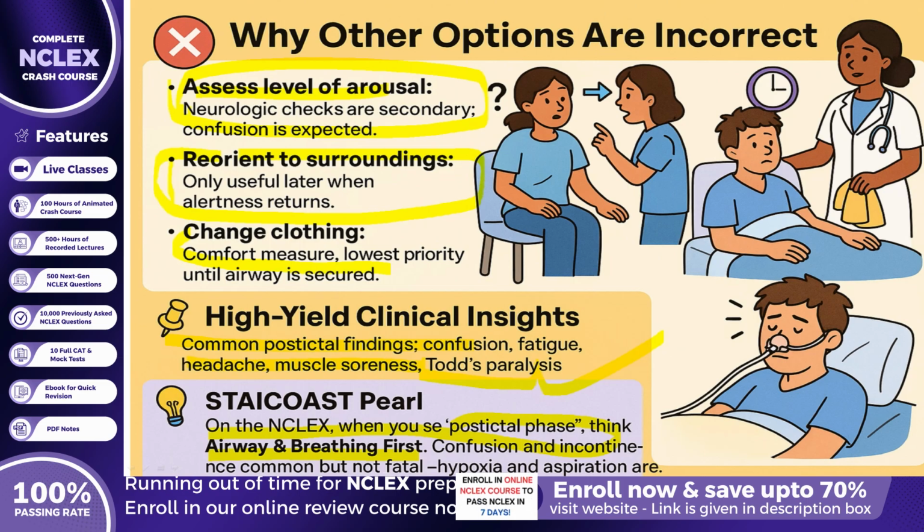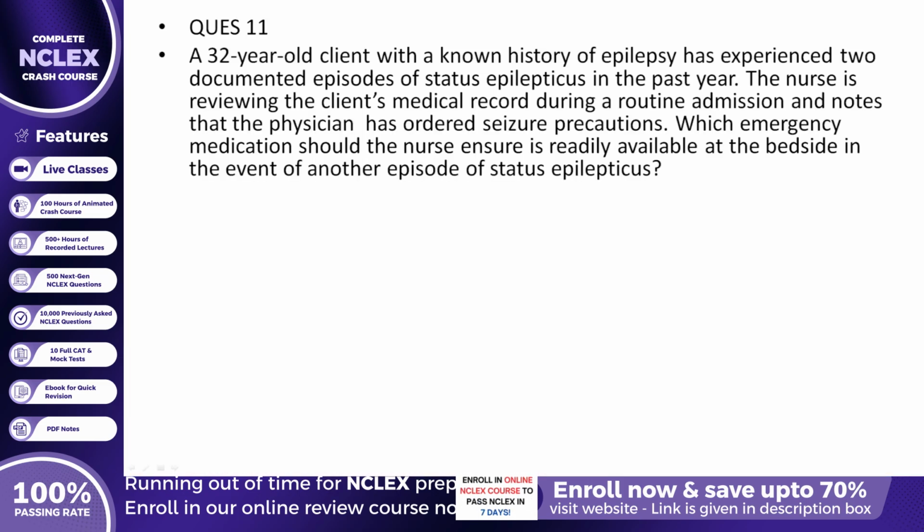Let us now transition into a life-saving emergency care scenario involving a client with epilepsy. A 32-year-old client has a documented history of 2 episodes of status epilepticus within the past year. During a routine admission, the nurse reviews the medical record and notes that seizure precautions are in place. The critical question arises: which emergency medication should the nurse ensure is readily available at the bedside if another episode of status epilepticus occurs? Here are the available options to consider.